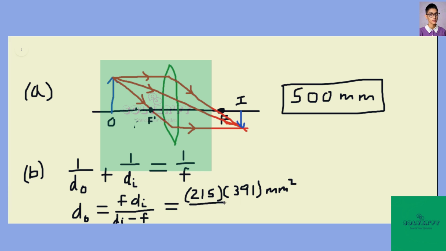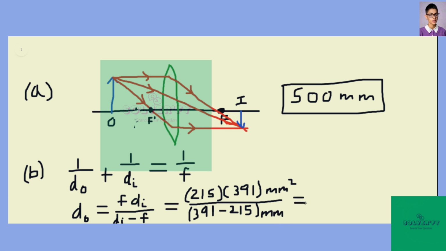Divided by the distance to the image. So we have 391 millimeters minus 215 millimeters. Both are units of millimeters, so I'm just going to pull the millimeters outside of this subtraction. So the millimeters squared and the millimeters are going to cancel to just give you units of millimeters.